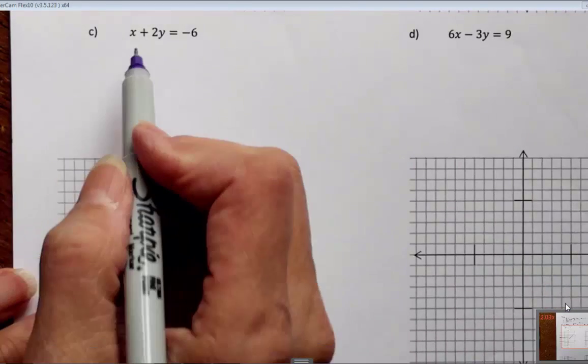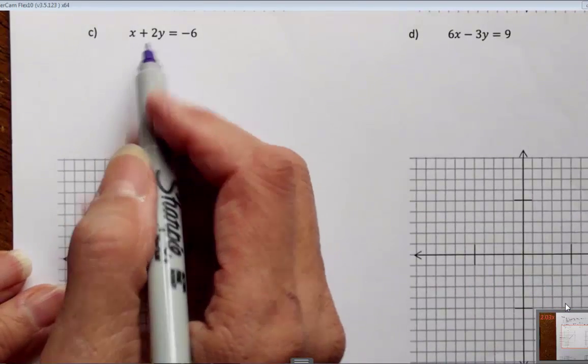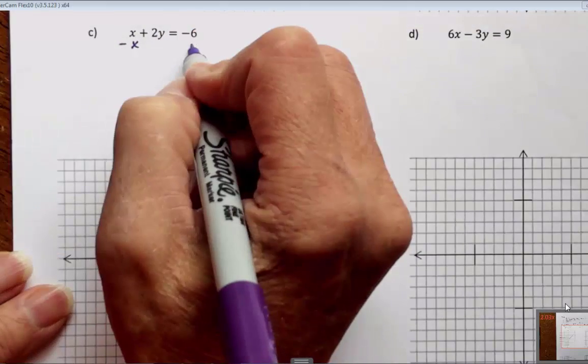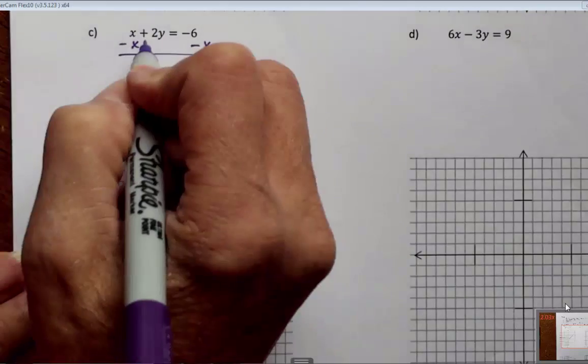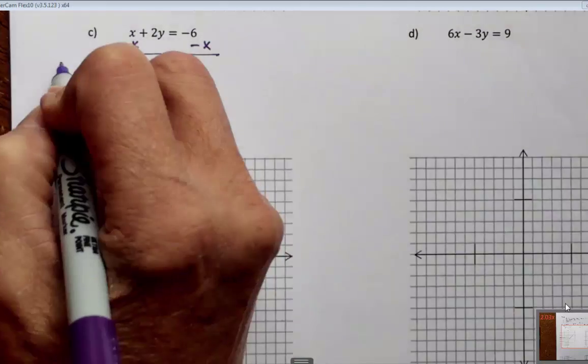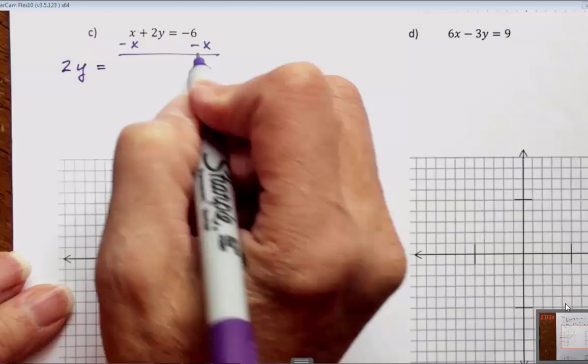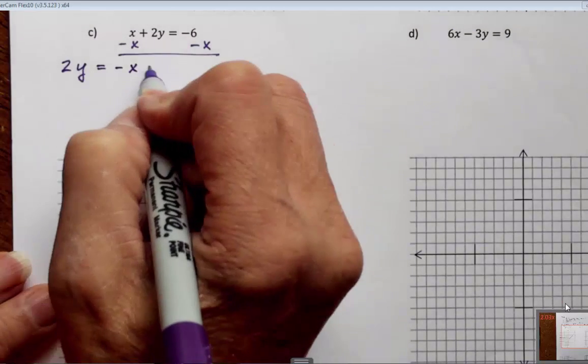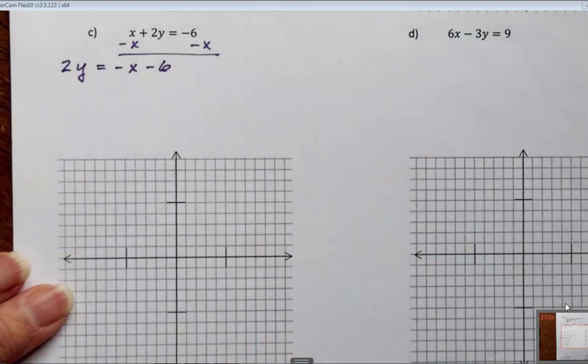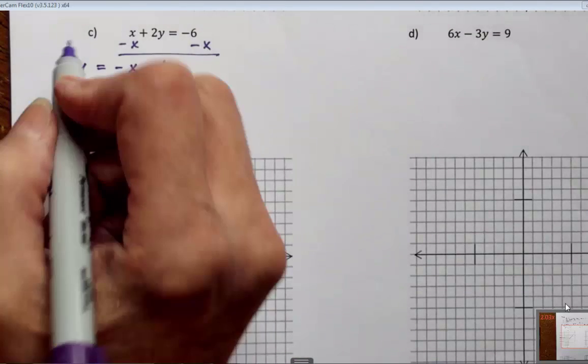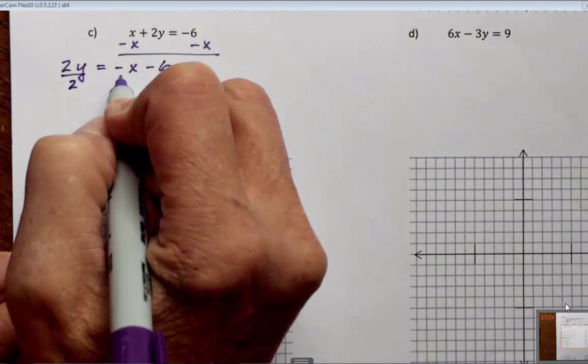This next problem, again, we want to get y by itself, so we're going to subtract x from both sides. On the left, we end up with 2y. On the right, I'm going to rewrite this as negative x minus 6. Then I need to get y by itself. I'm going to divide every term by 2.